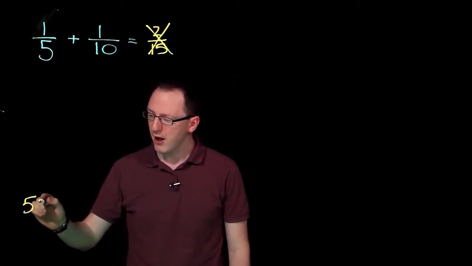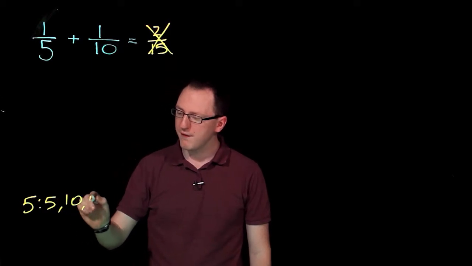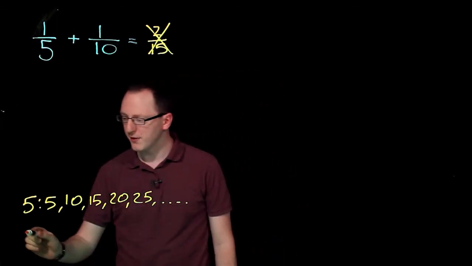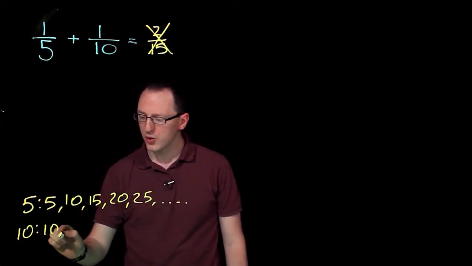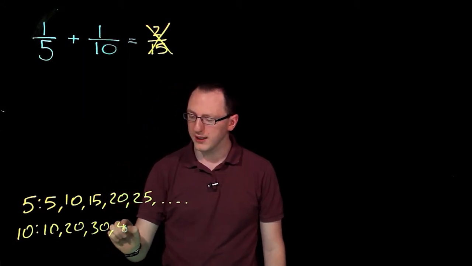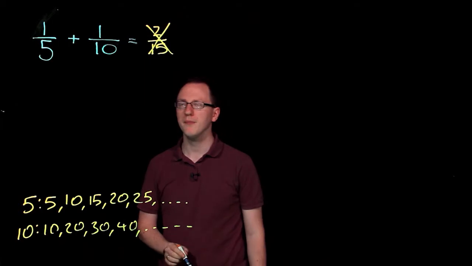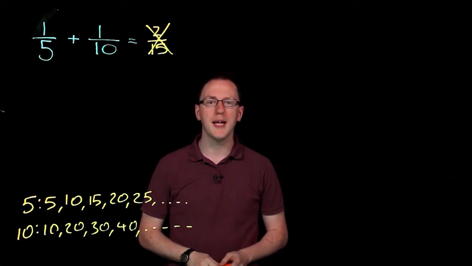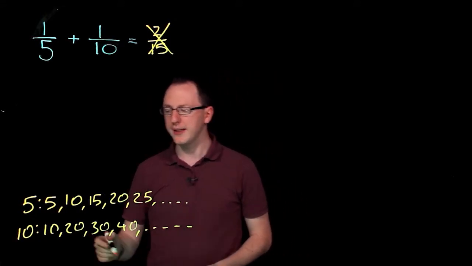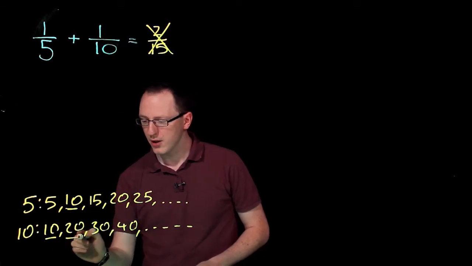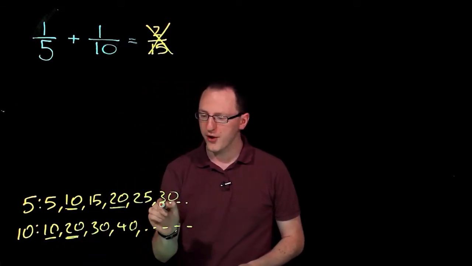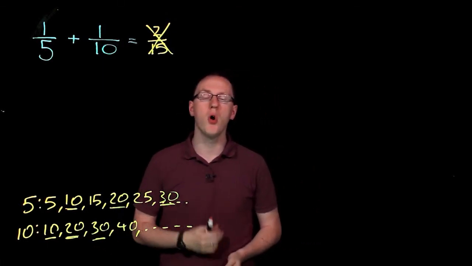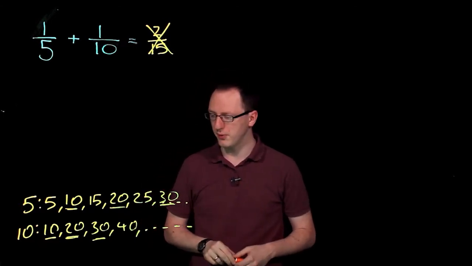So the multiples of 5 are 5, 10, 15, 20, and so on. And the multiples of 10 are 10, 20, 30, 40, and so on. They go on. And I want to see if there is a multiple that these two numbers share, one that they have in common. I can see that there is. They share quite a few. They share 10, 20. We can see that they would share 30, and that will continue all the way through. So I'm going to choose the smallest of those, the lowest common multiple, which is 10.